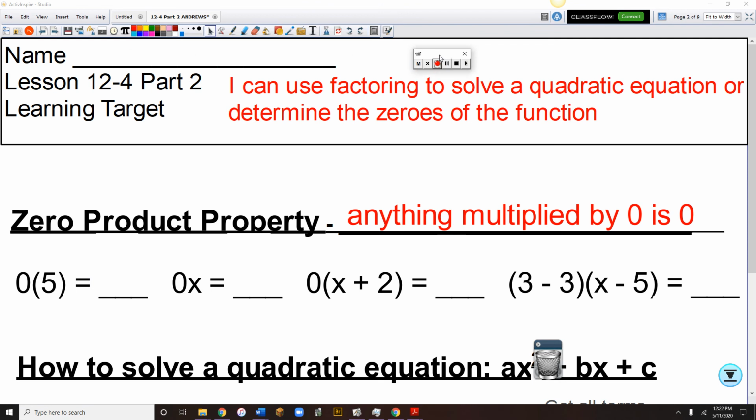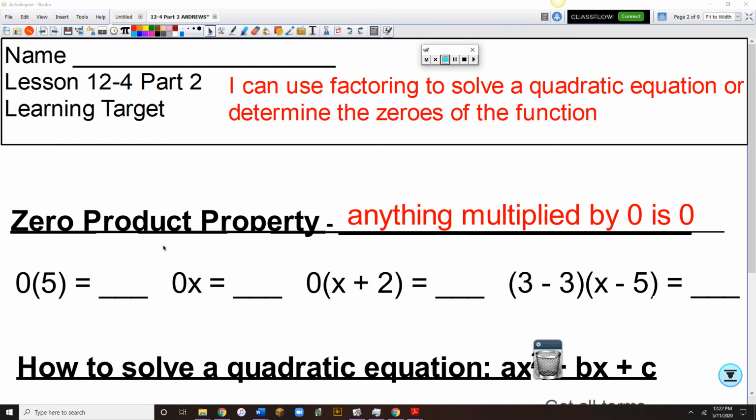Today we're going to talk about how we can use factoring to solve a quadratic equation. Now, unlike a linear equation where we do things to both sides, multiply both sides by 2, subtract both sides by 8 or something like that, you can't solve a quadratic that way. Okay, so we use the zero product property, which means anything multiplied by 0 is 0. Okay, let's build up to what that means for us in quadratics.